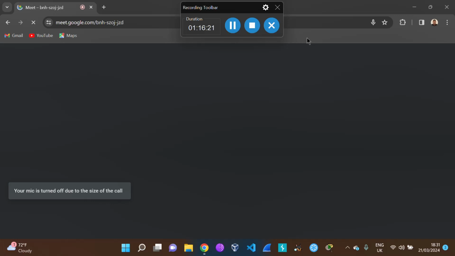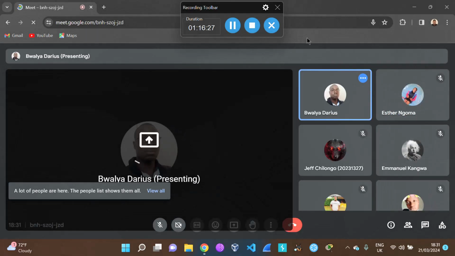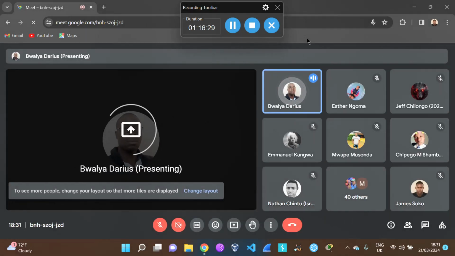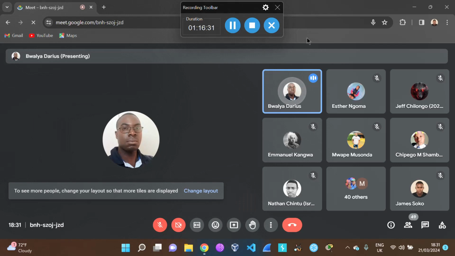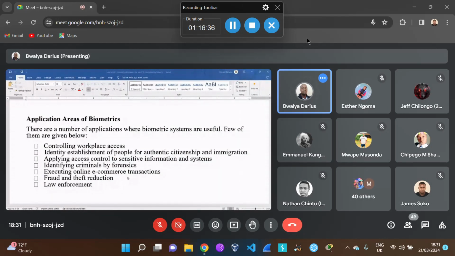As long as we know that this is accurate, then we can even draw confidence. We can be confident in the system. If we are using biometrics, we can even be confident about its security and do those online e-commerce transactions.